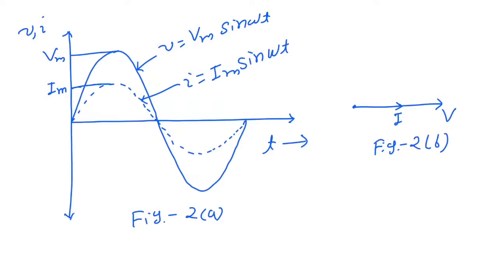The phasor diagram of the alternating voltage and current through resistance is shown in figure 2b. Here I and V are the RMS values of current and voltage respectively. We can see that both voltage and current are in phase, so the phase difference between voltage and current is 0. So the power factor for a purely resistive circuit is equal to cos 0, because the angle between voltage and current is 0, and it is equal to 1. So the power factor is unity.